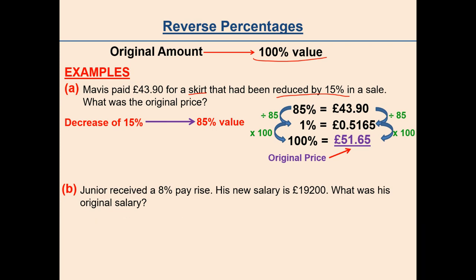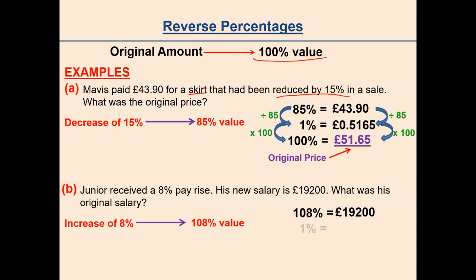Part B now, again, it says here Junior received a pay rise of 8%. His new salary is now £19,200. What was his original salary? So what do I do? Again, an increase of 8% is 108%, okay? Because the original amount is 100% value. An increase of 8% would be 100% plus the 8%, that will be 108% value, okay? That's the value of Junior's new salary. So 108% is equal to £19,200.